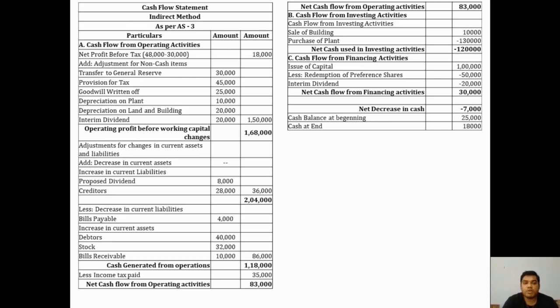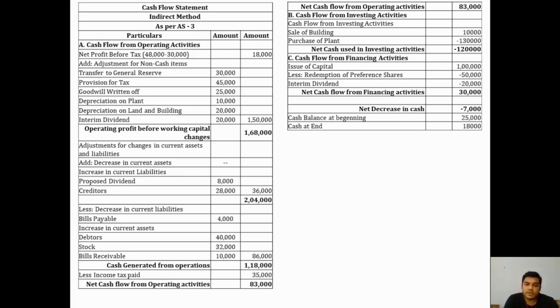So here we have to make adjustments for changes in current assets and current liabilities. We have to add decrease in current assets and increase in current liabilities. There are no current assets whose value has decreased, so we have kept it blank. And if we check the current liabilities, we have two current liabilities, proposed dividend and creditors, whose value has increased: 8,000 for proposed dividend and 28,000 for creditors. So the same thing has been added back. 28,000 plus 8,000 is 36,000, and 36,000 is added to the 1,68,000, the operating profit before working capital changes. So the value we get over here is 2,04,000.